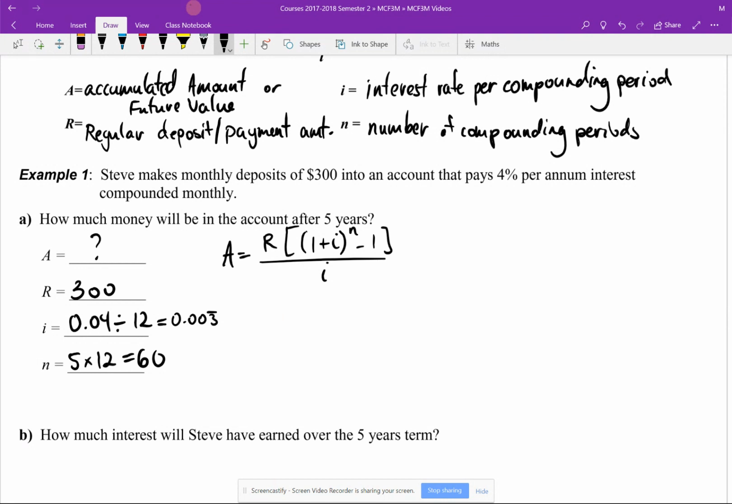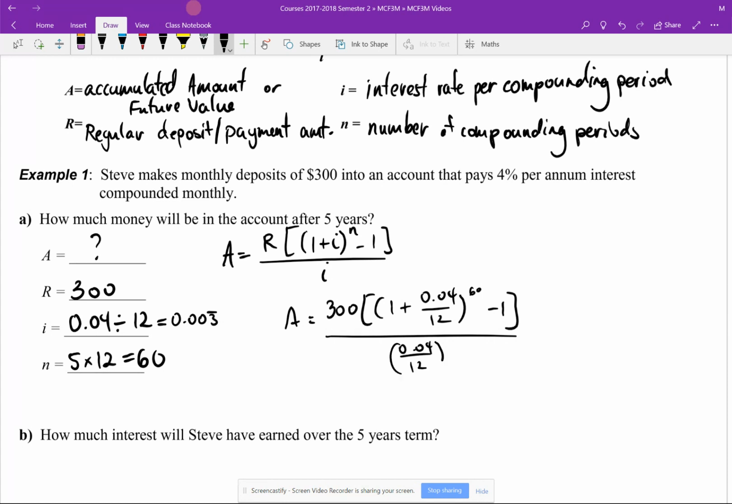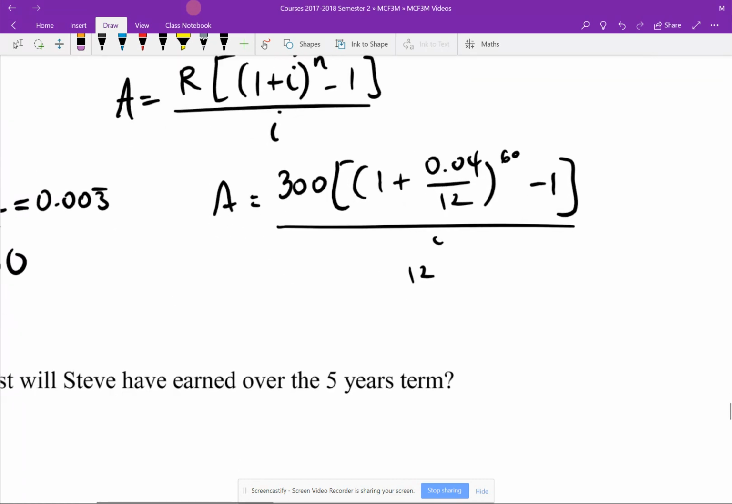All right, so when I calculate, A is equal to the regular payment 300, times [(1 plus i, where i is 0.04 over 12)^60 minus 1], and divide everything by my i value, 0.04 over 12.